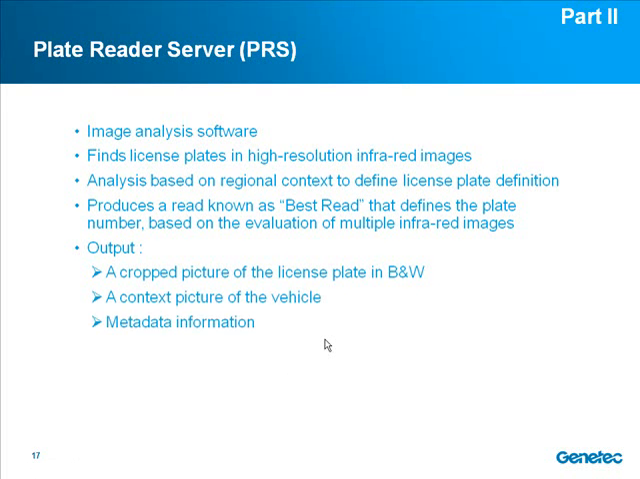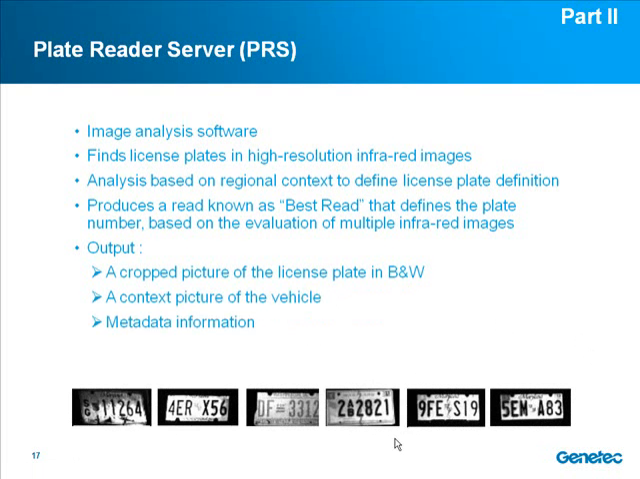The output from the PRS is a cropped picture of the license plate in black and white, a context image of the vehicle, and any metadata information such as the GPS location and the time of the read. Now down here we can see a few examples of the plate images that are sent. This is based on what the LPR camera is actually seeing.